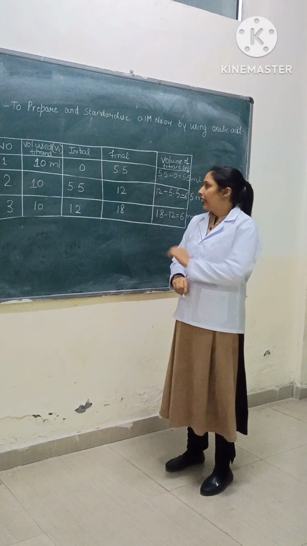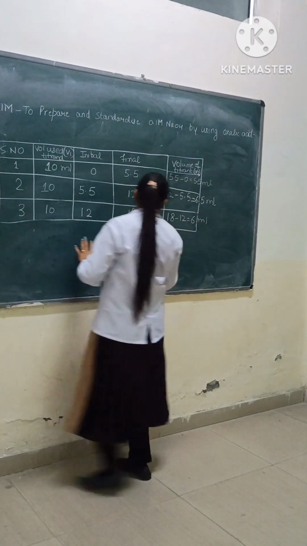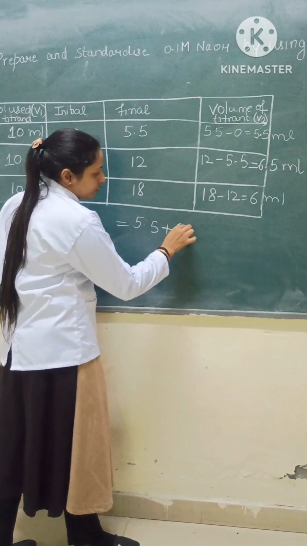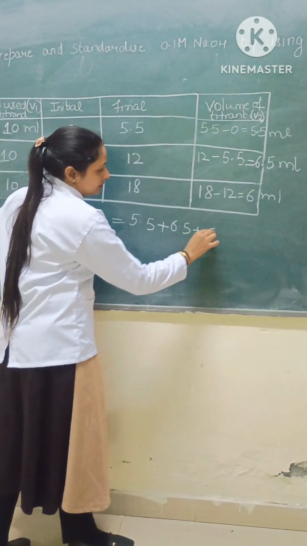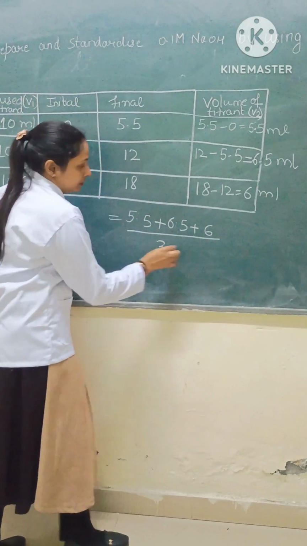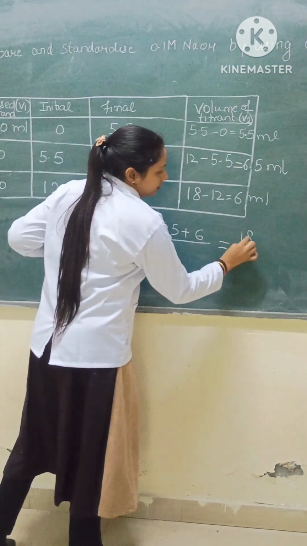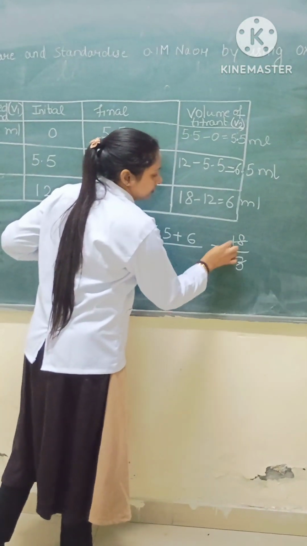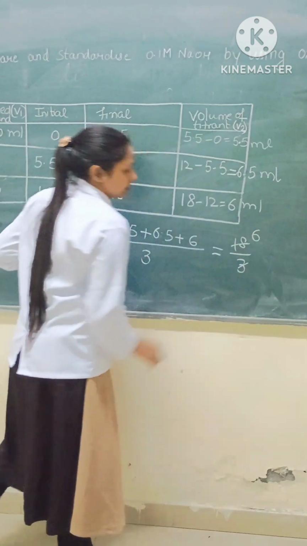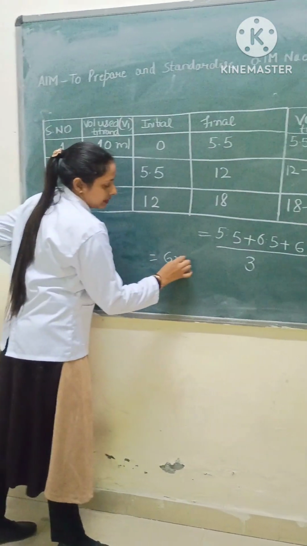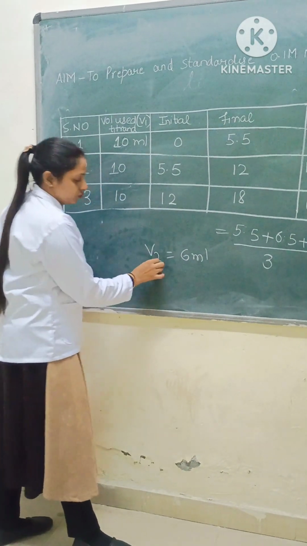Now we will take the average of these three readings, that is 5.5 plus 6.5 plus 6 divided by 3. So their average would be 18 divided by 3, that is 6. Their average is 6. So 6 ml is our V2.